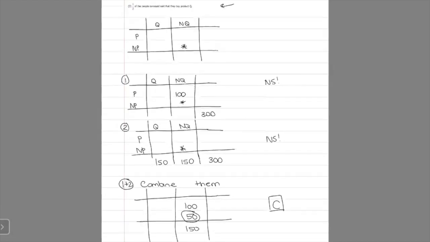So make sure that you fill in everything right away, so you realize that if you have this value, then because you know the total is 300, you can figure this out as well.